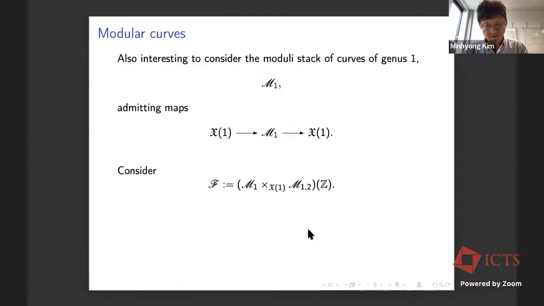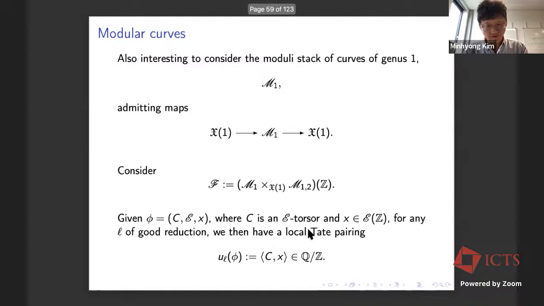So then, what does this become? The sections of this can be considered as being what? An elliptic curve or torsor for the elliptic curve. That's the genus 1 curve, right? And then a point on the elliptic curve. Yeah. So those are the sections.